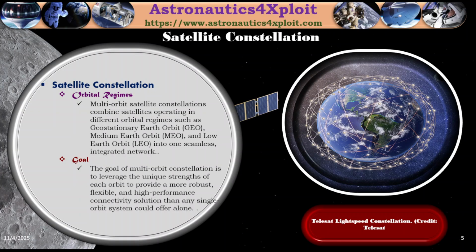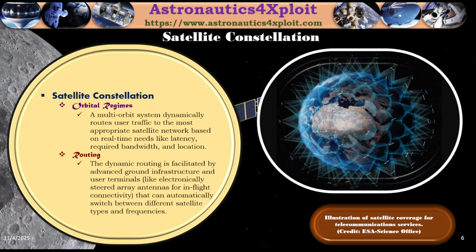Satellite constellation. Multi-orbit satellite constellations combine satellites operating in different orbital regimes such as geostationary Earth orbit, medium Earth orbit, and low Earth orbit into one seamless integrated network. The goal of a multi-orbit constellation is to leverage the unique strengths of each orbit in order to provide a more robust, flexible, and high-performance connectivity solution than any single orbit system could offer. The Telesat Lightspeed constellation is shown in this picture.